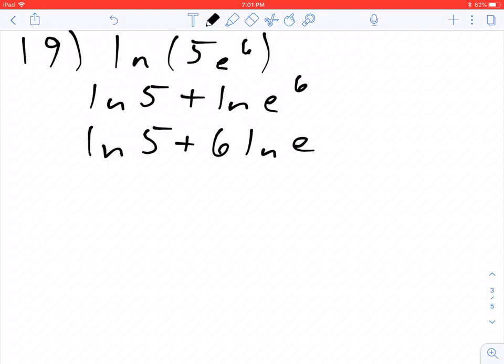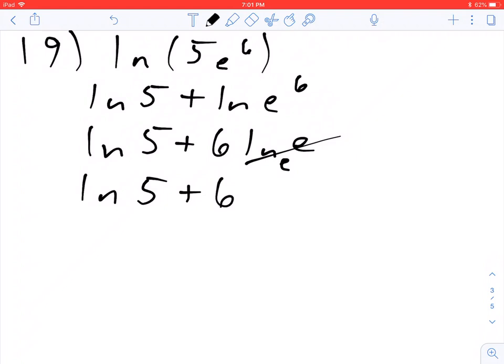And then you can see we have natural log of e. That is exactly the same as log base 10 of 10 or log base 5 of 5. The natural log base is e, and it is matching the number that is being logged, which is e. So this cancels, goes away, and you're left with natural log of 5 plus 6.